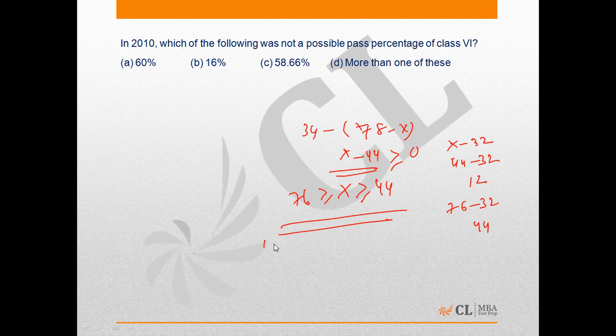Therefore minimum pass percentage must have been 12 upon 75 into 100, this is 16%, and maximum pass percentage must have been 44 upon 75 into 100, this is equal to 58.66%. Therefore the pass percentage must have lied between these two figures. Out of the given options, option A lies outside the given range. Therefore option A is the correct answer.